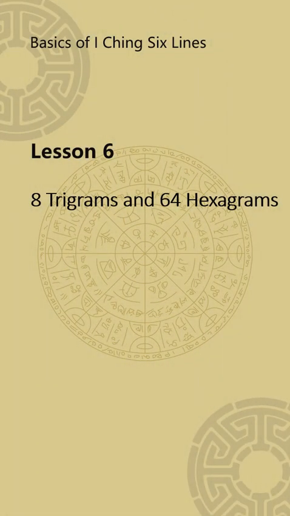Basics of I Ching 6 Lines. Lesson 6. 8 trigrams and 64 hexagrams.